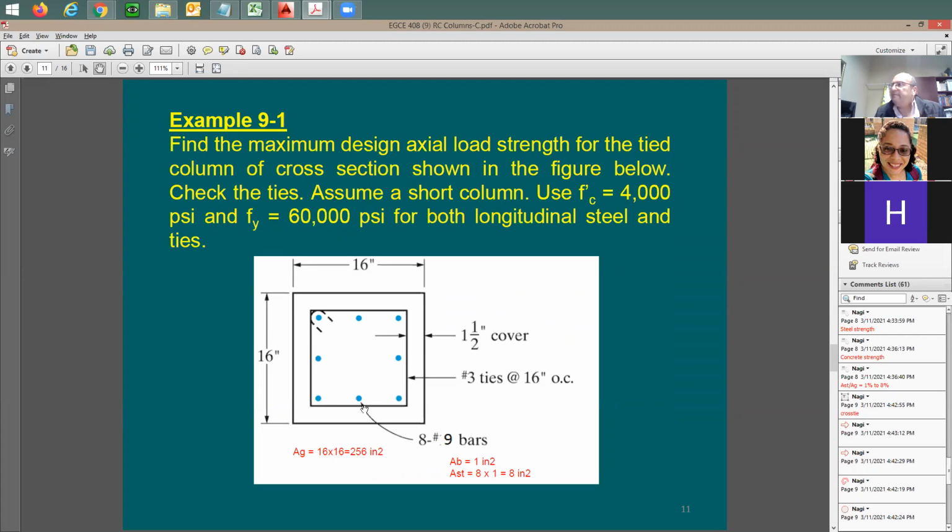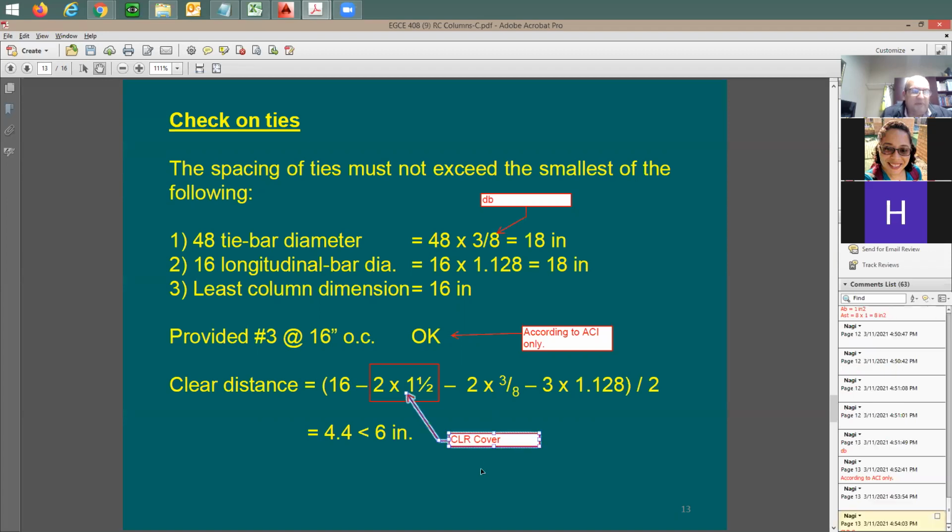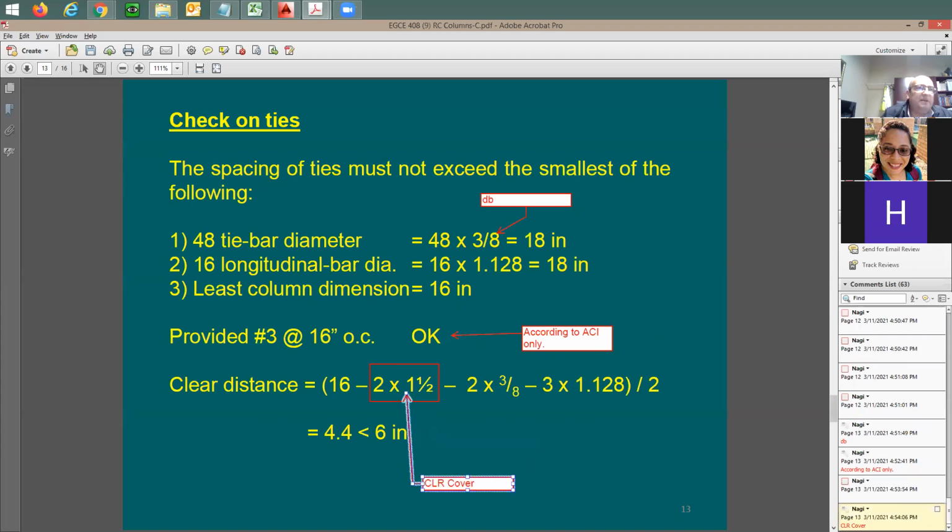Any questions with that? Let me see the numbers. 16 subtracting 2 times, what is that number here? What is that for? For the cover, clear cover. Two times 3/8 of an inch. Can someone help me and tell me what does that account for? 2 times 3/8 of an inch. Is that the ties? The ties. Yeah.